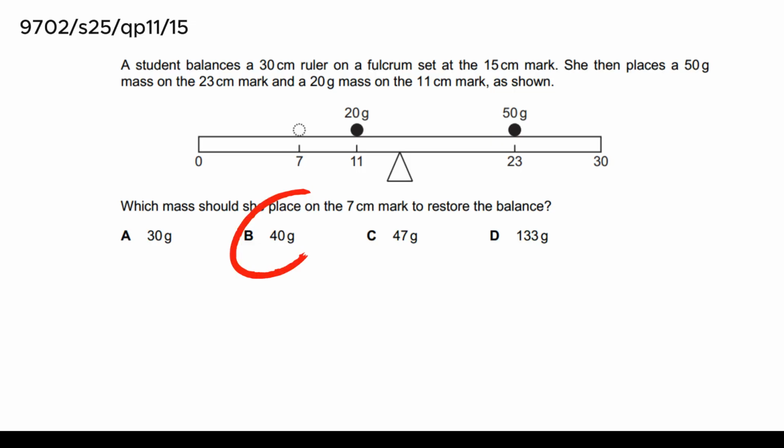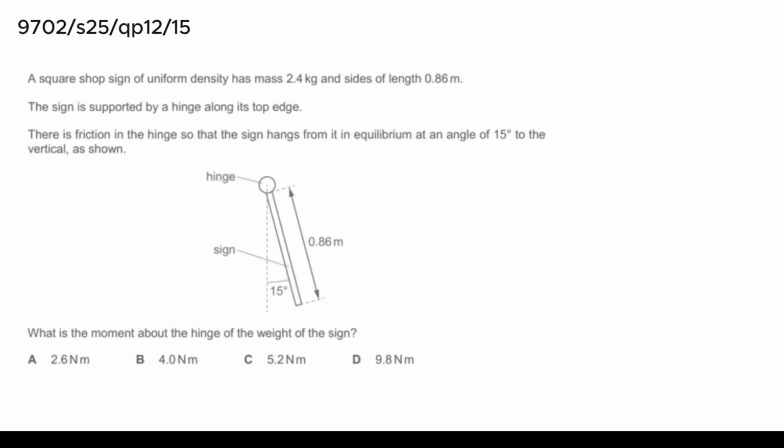Now, let's build on that and tackle the next question in this moments series. A square shop sign. Mass 2.4 kilograms, side 0.86 meters, hinged along the top edge, hanging in equilibrium at 15 degrees to the vertical. What's the moment, torque, about the hinge due to the weight of the sign?